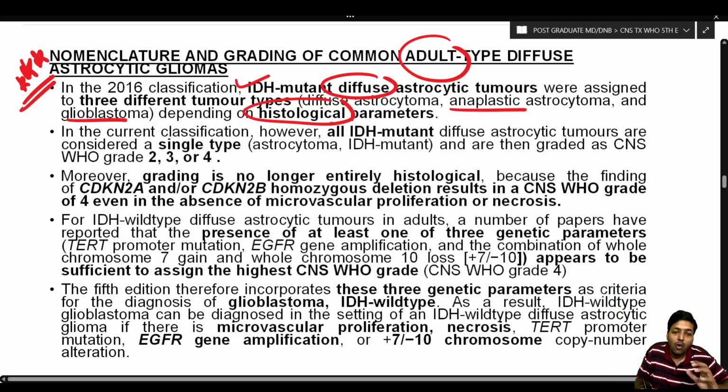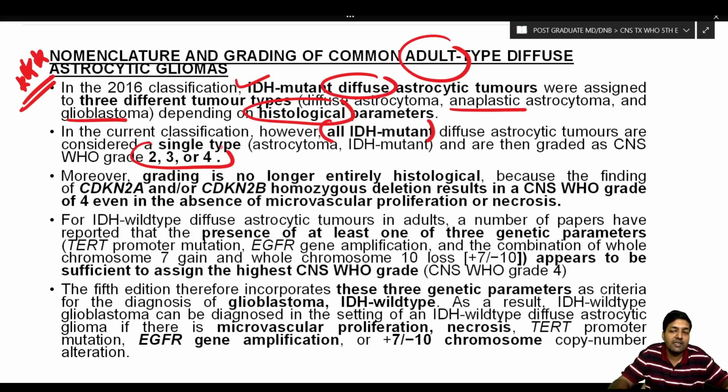In the current classification, all diffuse astrocytic tumors that are IDH mutant are considered as a single entity: astrocytoma IDH mutant. That's it. Now, depending on their histological findings or their molecular findings, we are going to grade according to CNS WHO grade 2, 3 or 4. That grade should not be mentioned in the classification name, just like in other non-CNS tumors. Any entity is described, and then depending on the histological features, we give a grade. Similarly here, the diffuse astrocytic tumors are just astrocytoma IDH mutant, and then depending on whatever features are there, we give a grade.